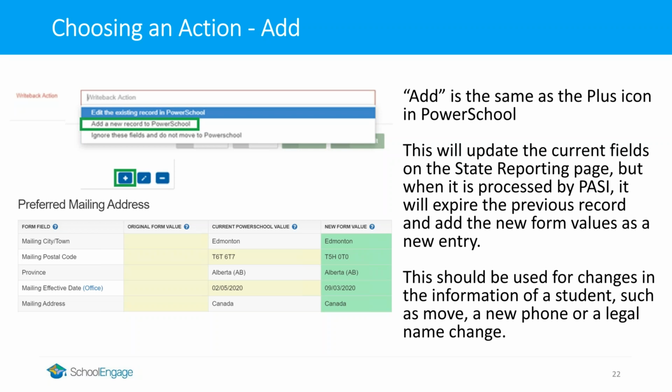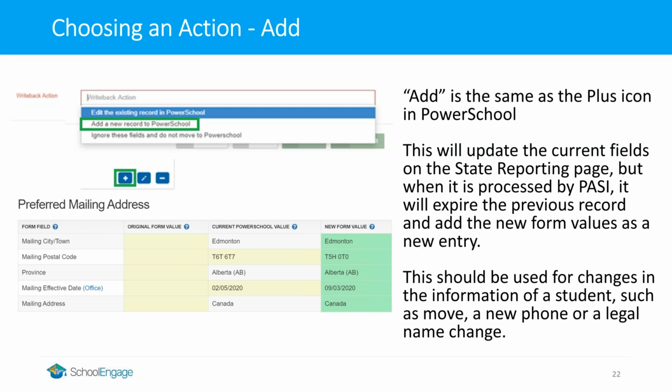So the first action that I'm going to dive into a bit deeper is that add action. And again, this is the same as the plus sign in PowerSchool. So this will update the fields in the state reporting page. So you will see it right away on that state reporting page. But when it's passed on to PASI through the PASI queue in PowerSchool, it's going to expire the previous record with the date of the new effective date and add it as a brand new entry in PASI.